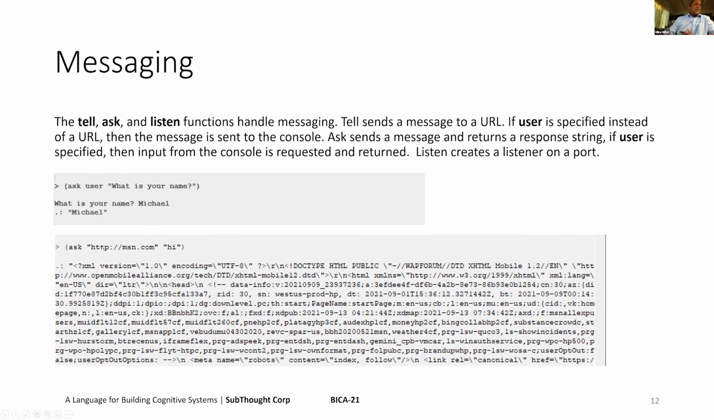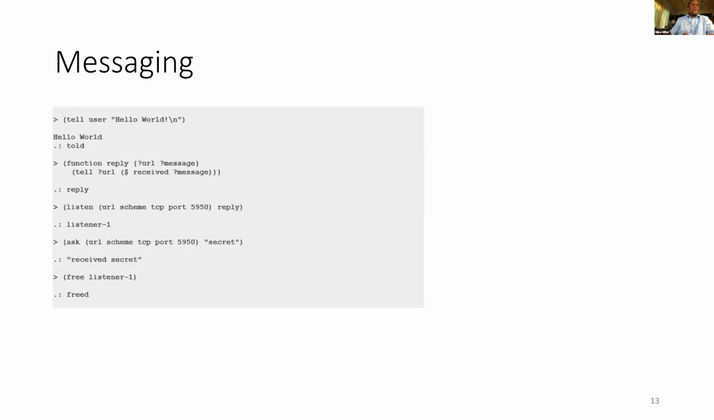You can ask, for example, http://msn.com and give it just a message, and it'll return the value from that URL. Truncated it here for space. You can tell the user, for example, hello world, and it will output hello world to the console. And it will actually also return the value told. Tell always returns told if it's successful. Otherwise, it returns a failure.